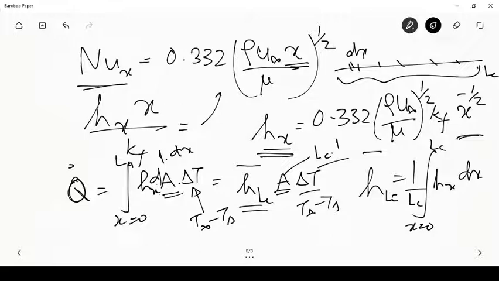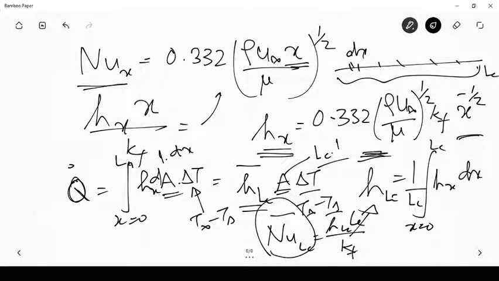Okay, so this is the definition of the average heat transfer coefficient, and the average Nusselt number will be defined on the basis of this. So Nu bar at Lc will be h bar Lc into Lc divided by Kf. That is the definition. So when you want to find the average Nusselt number, it is not the Nusselt number that is integrated over the plate. You actually write the heat transfer coefficient over the plate, integrate it and get the average heat transfer coefficient, and then define the Nu Lc.